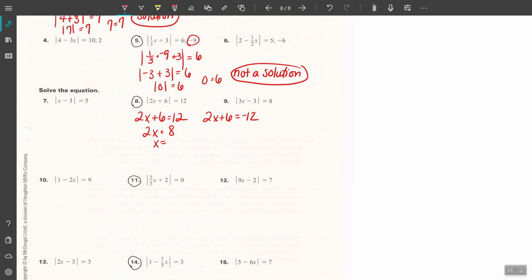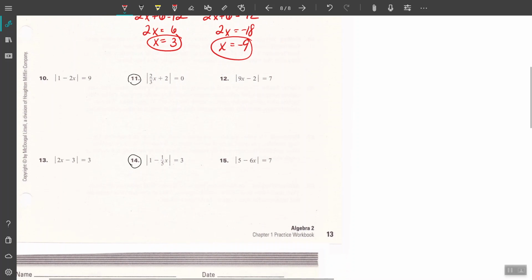Oh, that's not 8. That is 6. And you'll just solve it the way you typically would. So x is 3 here, and x is negative 9 on this side. So if we were to graph this equation, the solutions are 3 and negative 9. That's where the graph will cross the x-axis.